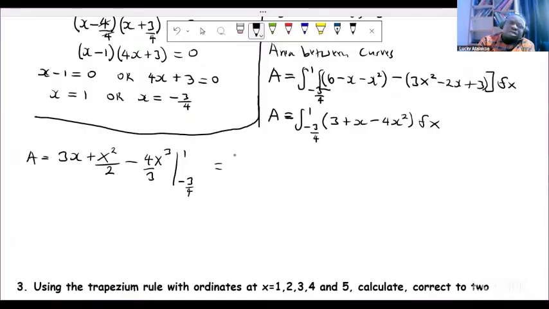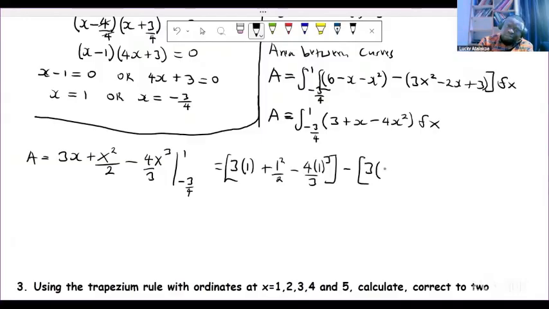So now let's solve this. This becomes 3 times 1 plus 1 squared over 2 minus 4 times 1 cubed over 3, minus now 3 times negative 3 over 4 plus negative 3 over 4 squared divided by 2 minus 4 times negative 3 over 4 cubed over 3.